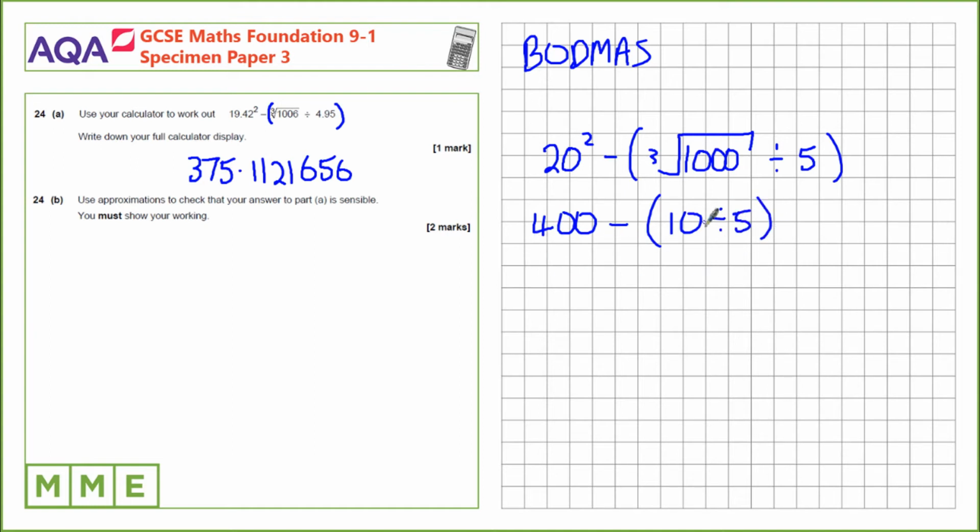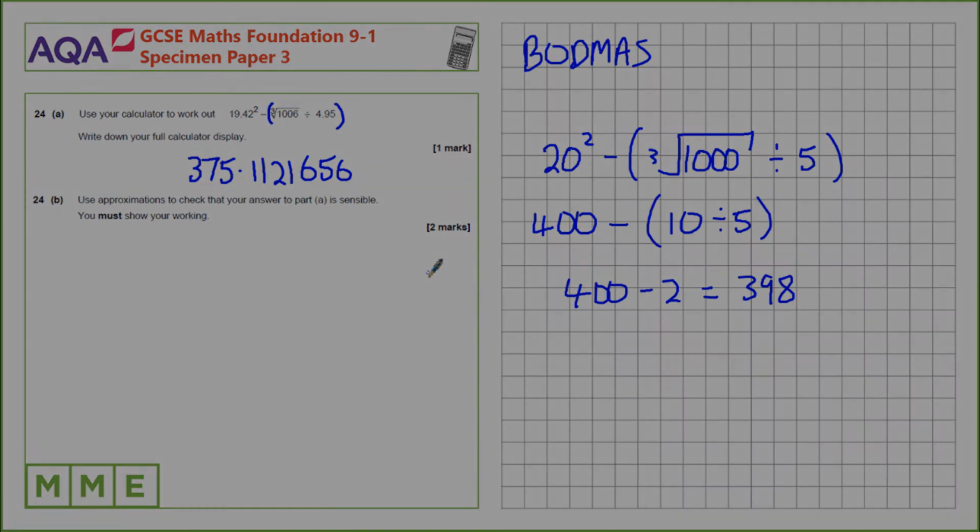This is 400, take away 10 divided by 5, which is 2, which leaves us with 398. 398 is relatively close to 375 given our approximations, so that's a sensible answer there.